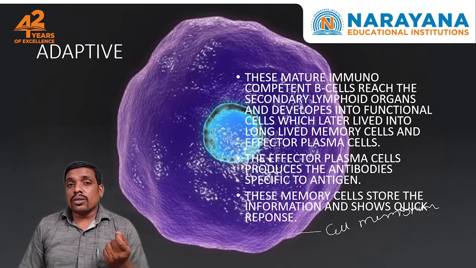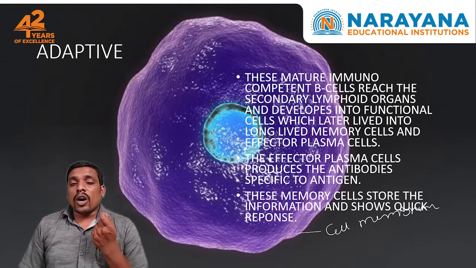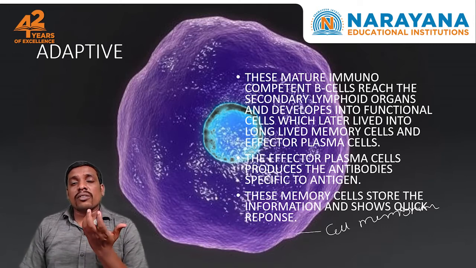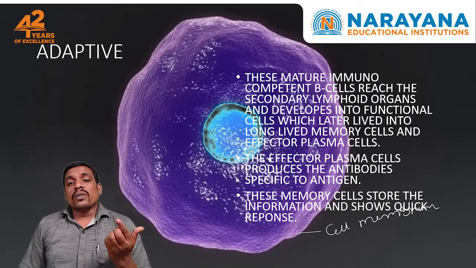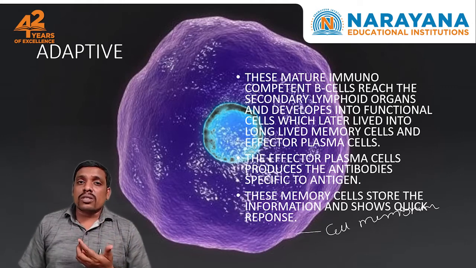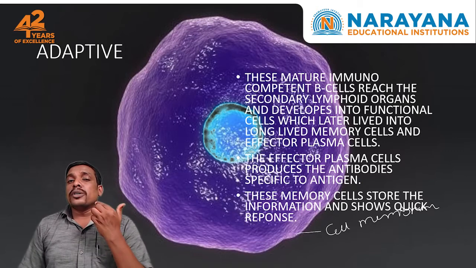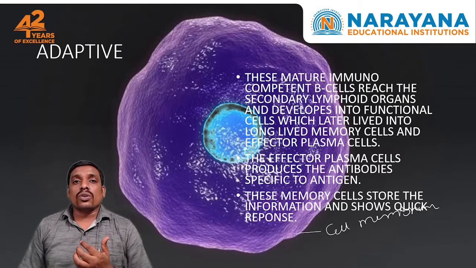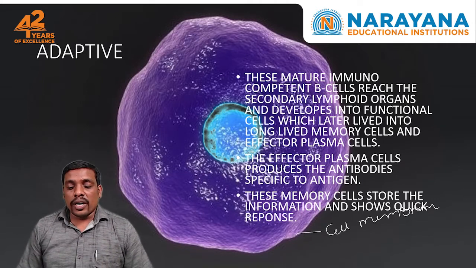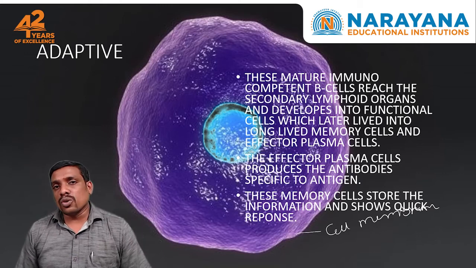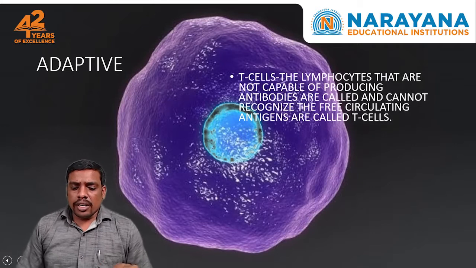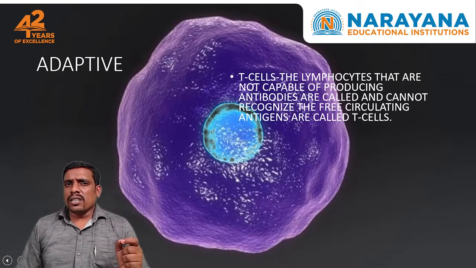These antibodies are produced prior to infection by a disease. So whenever the disease-causing antigen enters our body, immunity has already been developed. The developed immunity does not allow this antigen into our immune system or body system. That is why these are called memory cells, which store the memory of the antigen. T cells and B cells are called memory cells.